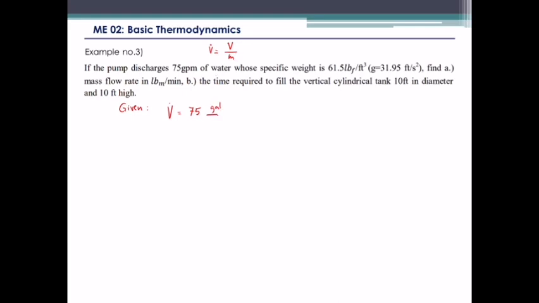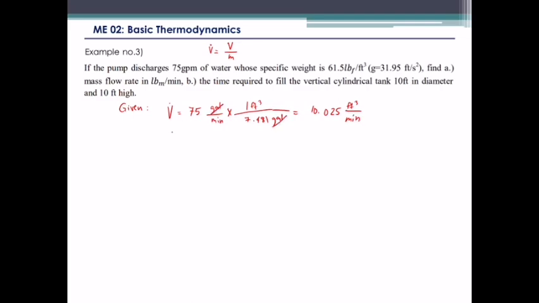Gallons per minute. So we will convert this to a more easier unit to solve, no? So gallons, we will convert this to cubic feet. So we have 1 cubic feet, this conversion is 7.481 gallons. Okay, so this is now 10.025 cubic feet per minute. This is our volume flow rate.